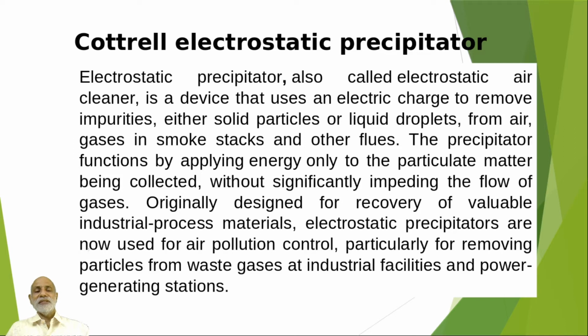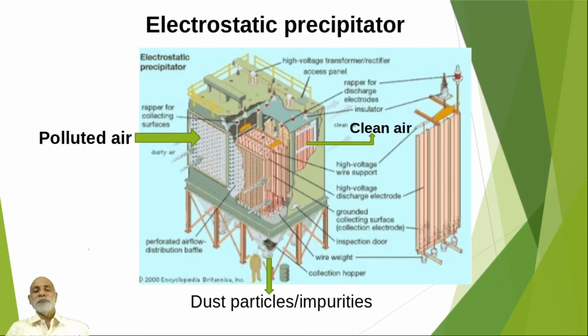Now this electrostatic precipitator functions by applying energy only to the particulate matter being collected, without significantly impeding, that is, preventing, the flow of gases. You are given the figure of an electrostatic precipitator. It is very evident. You can see the entry of the polluted air. You can see the arrow, and you can see the outlet of the clean air. The dust particles are collected below the electrostatic precipitator in a hopper, and they can be removed.